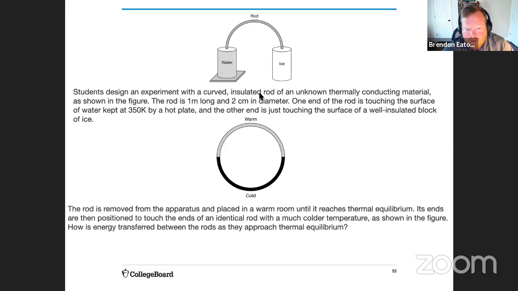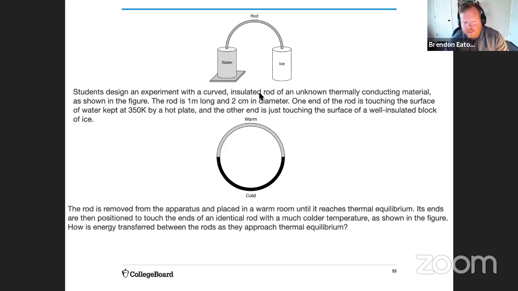After a short period of time, that rod is removed from the apparatus and placed in a warm room until it reaches thermal equilibrium. So in other words, the entire rod itself is the exact same temperature. One end compared to the other, they have the exact same temperature. So the ends are then positioned to touch the ends of an identical rod with a much colder temperature, as shown in that middle figure. How is energy transferred between the rods as they approach thermal equilibrium?